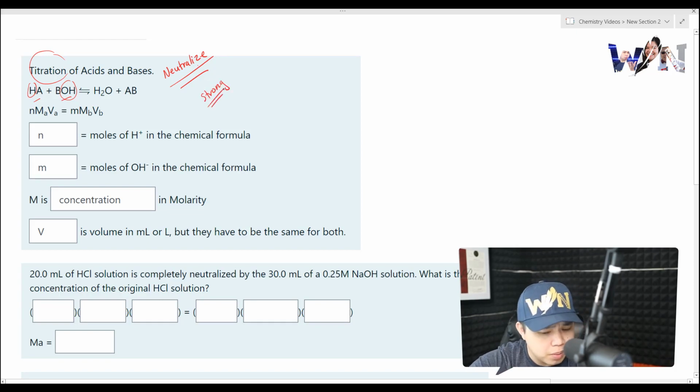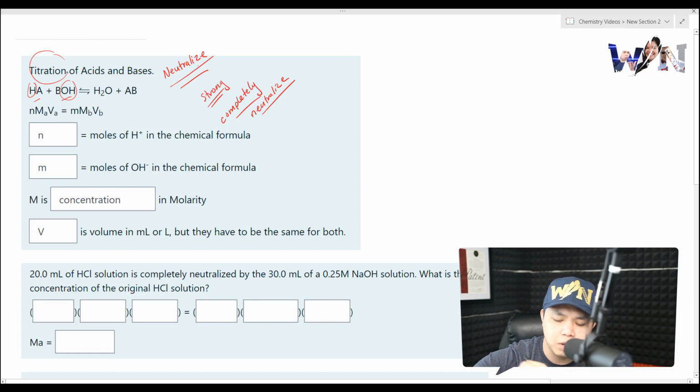Now, even a better term is this right here. That is, in a strong acid and strong base, they completely neutralize each other. So those are the terms that we use to describe titration between acid and base. Again, this is only for strong acid and strong base that completely neutralize each other. We will work with weak acid and weak base. That is a completely different story.